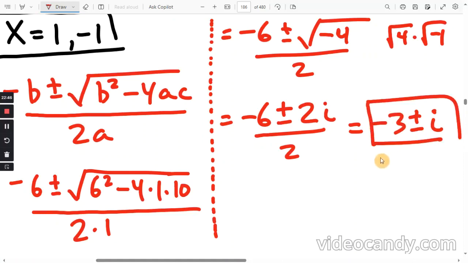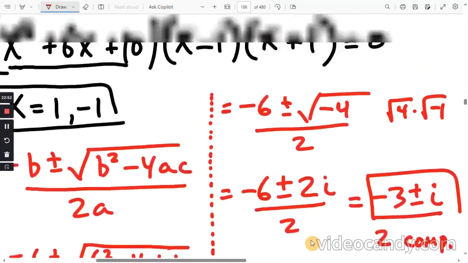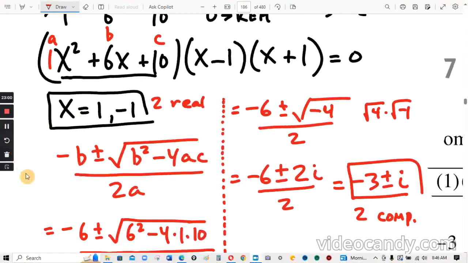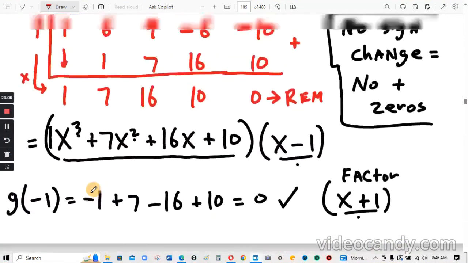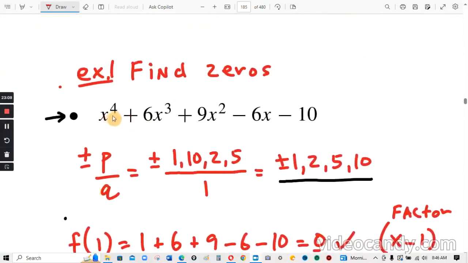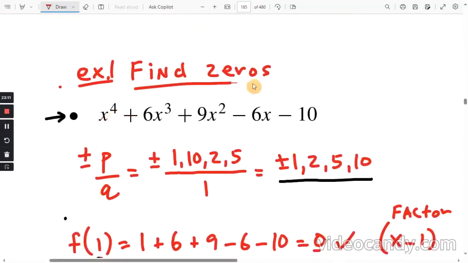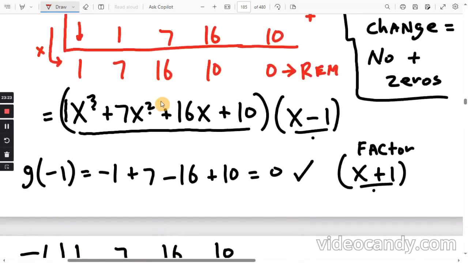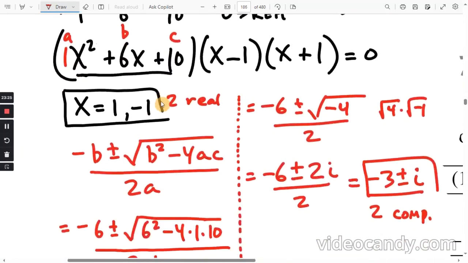So we have two complex, all right, and the other ones were the two real. So we had two reals and two complex. The highest exponent was 4, x to the fourth. So how many zeros did we have? Well, we had 4 of them, because it's x to the fourth. That's the fundamental theorem of algebra. Two real zeros and two complex.